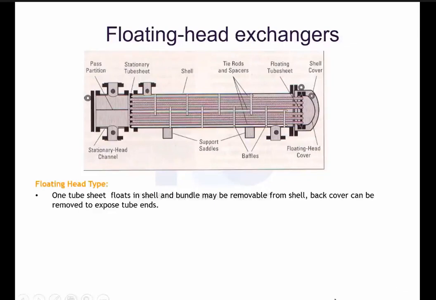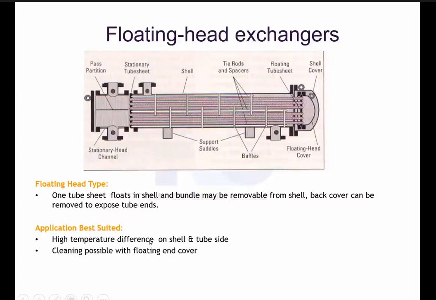Floating head. One tube sheet floats in the shell bundle, and may be removable in the shell. I'll explain everything in detail. This is best suited for shell and tube with a high temperature difference between shell and tube. Cleaning is possible on both sides. Again, you have some gaskets that pose a leakage danger, but we have a lot of exchangers.